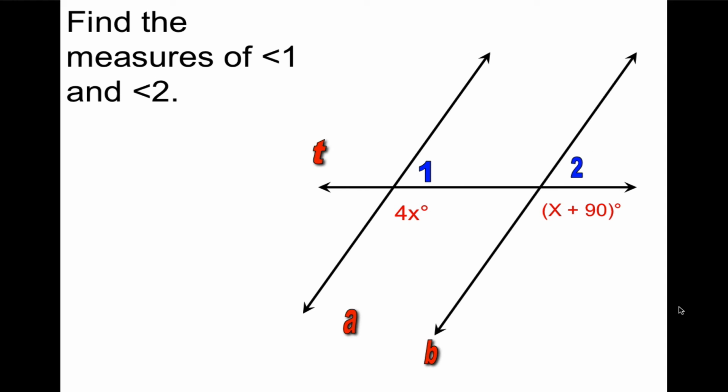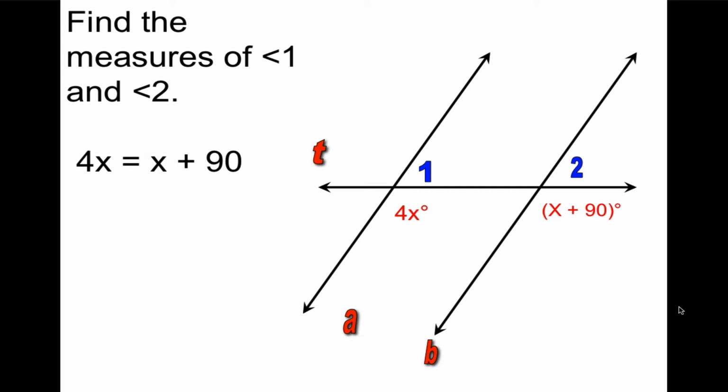This type of problem is one that we can set up an equation for. So we want to find the measure of angle 1 and the measure of angle 2 if we know that the angles marked measure 4x degrees and x plus 90. So what do we know about the ones that measure 4x and x plus 90? We know that they correspond to one another, therefore they're going to be equal. So we're going to get an equation: 4x equals x plus 90.